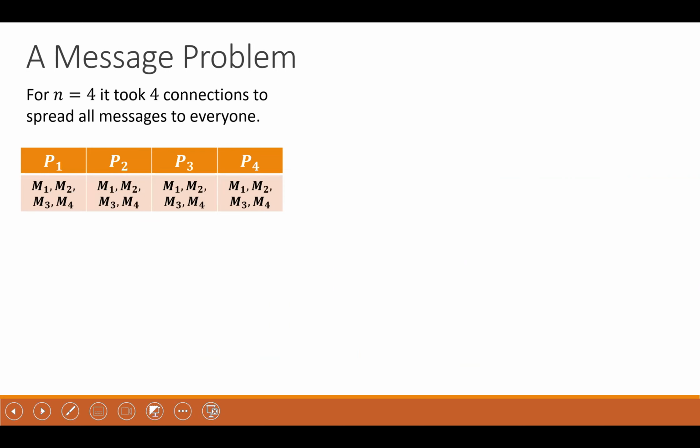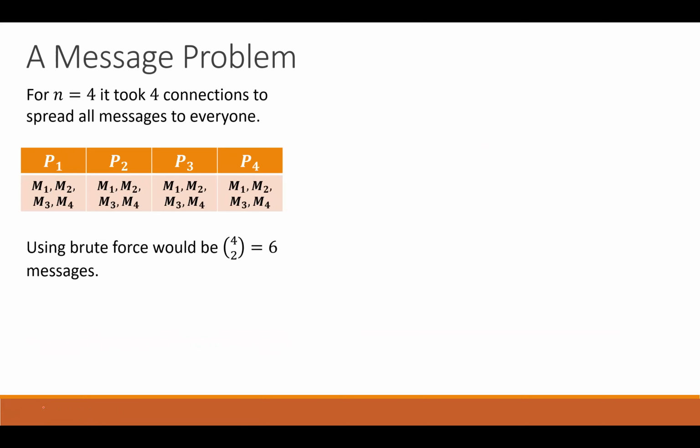And that's possibly optimal. It is optimal, but we're not going to prove that at this time. What we do notice is that if I use brute force, that is, everybody messages everyone else, then I would have 6 total messages. So 4 choose 2 is 6. Here it took 4, so I did a little bit better.